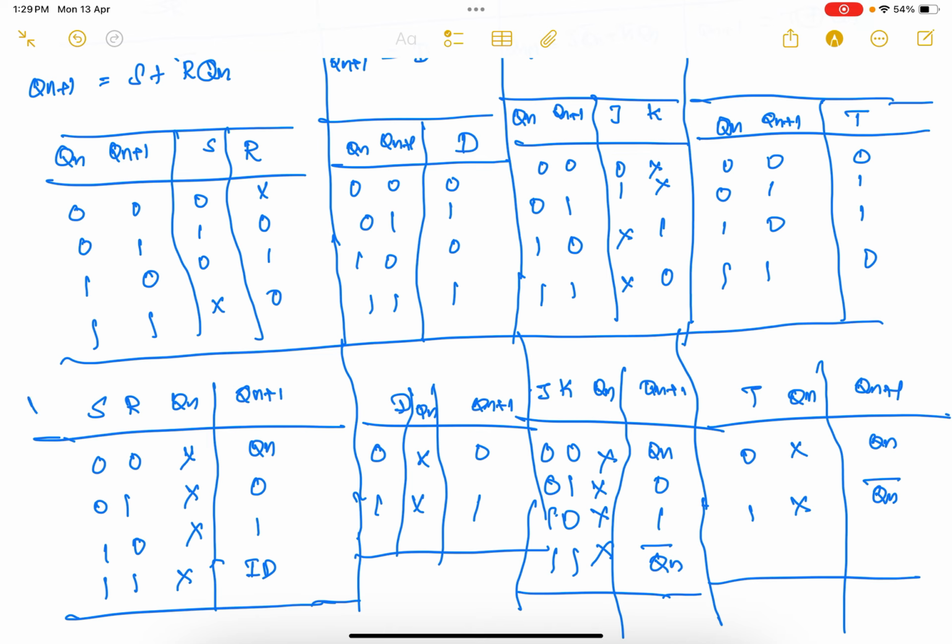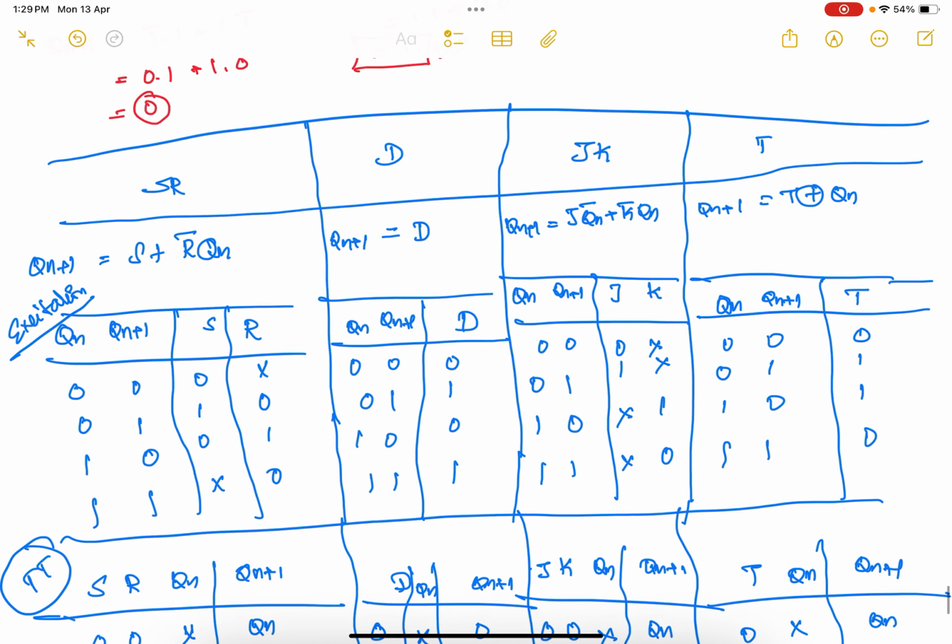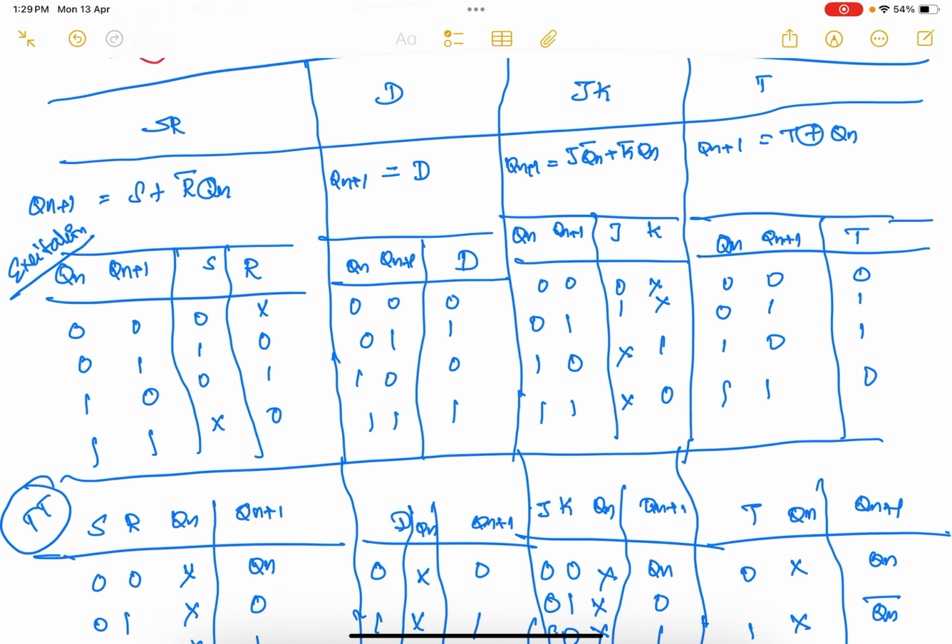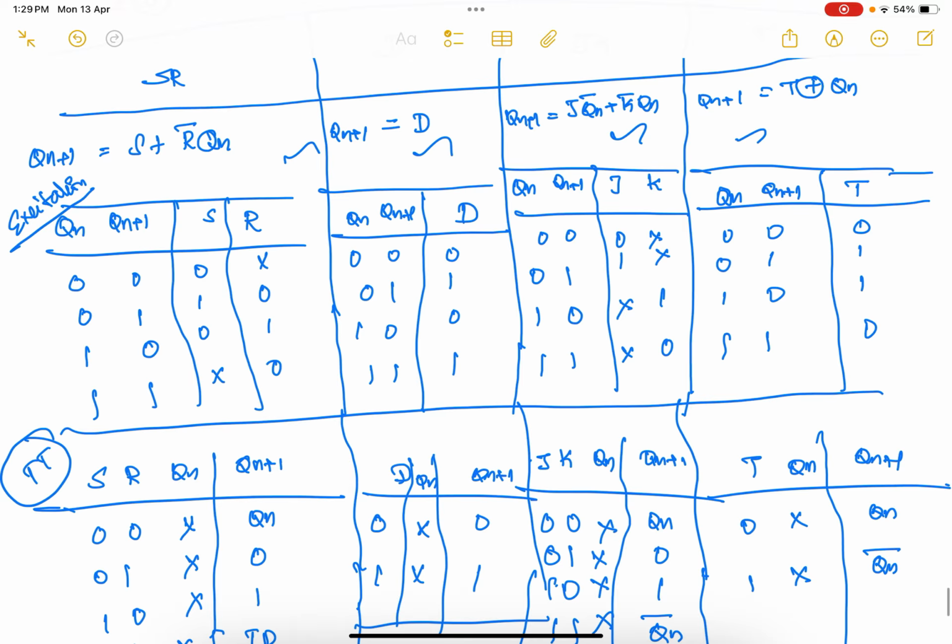So this is your truth table, and this will be your excitation table. This complete tabulation, that is for SR, JK, D and T, what is my next state, what is my excitation table, and what will be my truth table, each and everything we want to keep in mind while we are drawing the things.